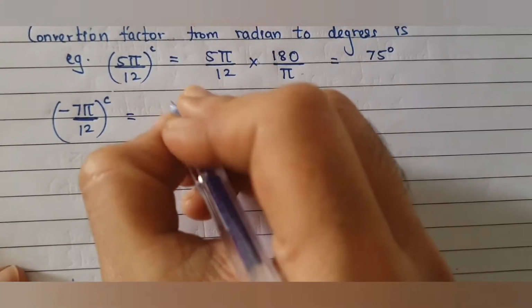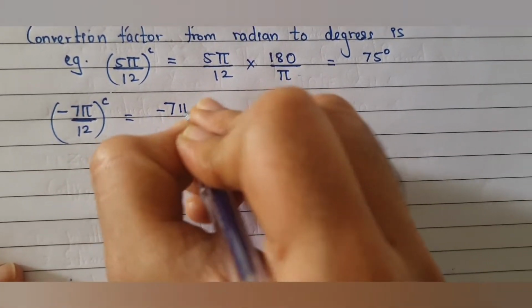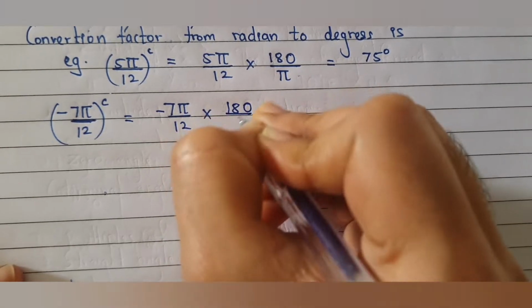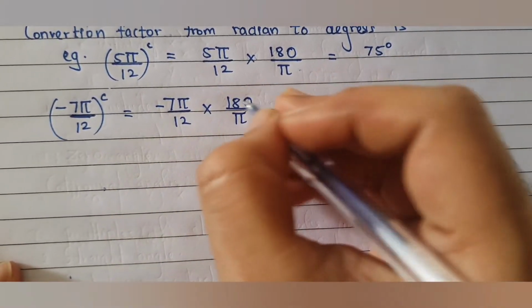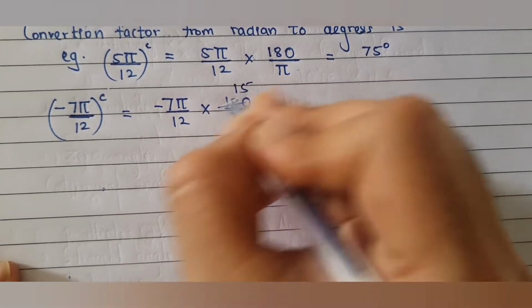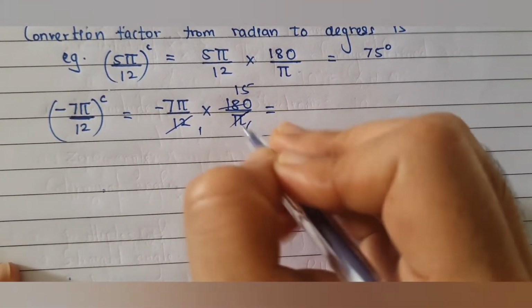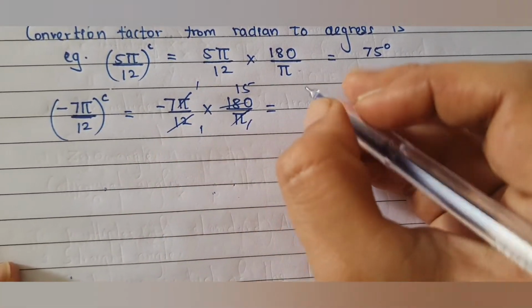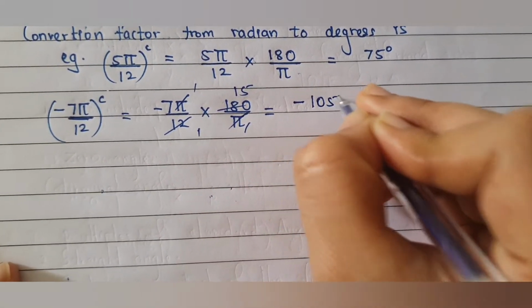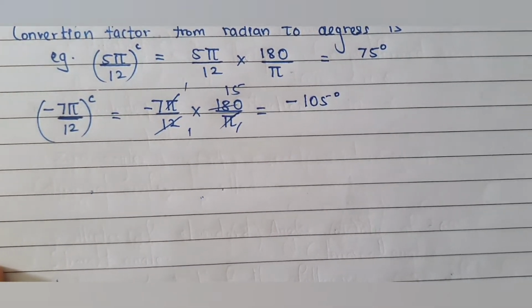Our next sum is minus of 7 pi by 12 radian, that will be equal to minus 7 pi by 12 into 180 by pi. This pi will get cancelled, and 12 ones are 12 and 15s are 180, so 7 into 15, that is negative of 105 degrees, as this is having a minus sign.